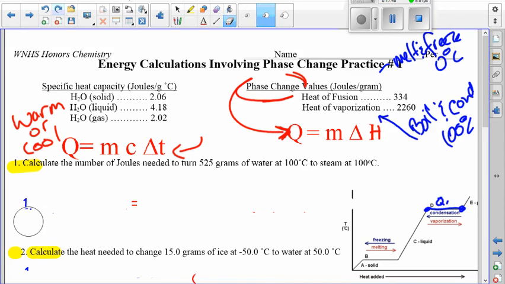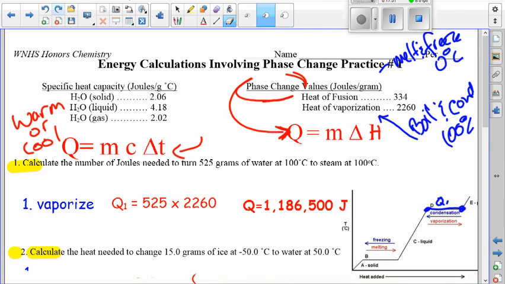So first thing I got to do is I just got to vaporize. So I have 525 grams. Is this Q equals MC delta T or Q equals MH? MH, right, because there's no delta T. What's the price to go across the expensive bridge? Yep, so 2,260. Again, he's getting that from right here. You never have to memorize these numbers. Okay, that will be provided to you on your test or quiz. So you just plug that in. Comes out to be 1,186,500 joules. Boxing it up.